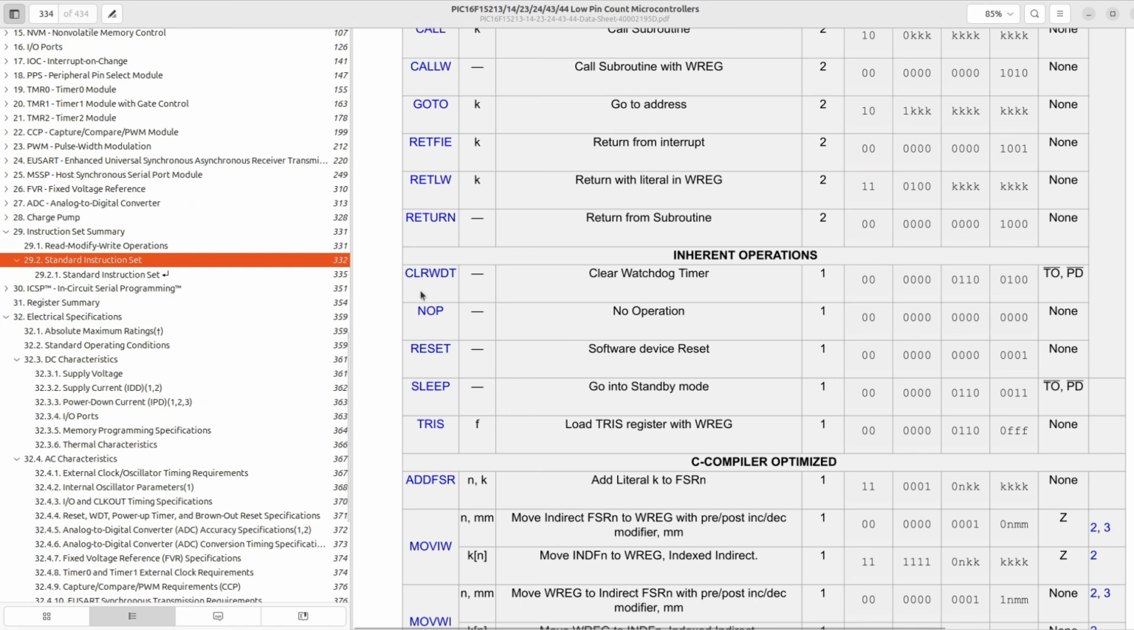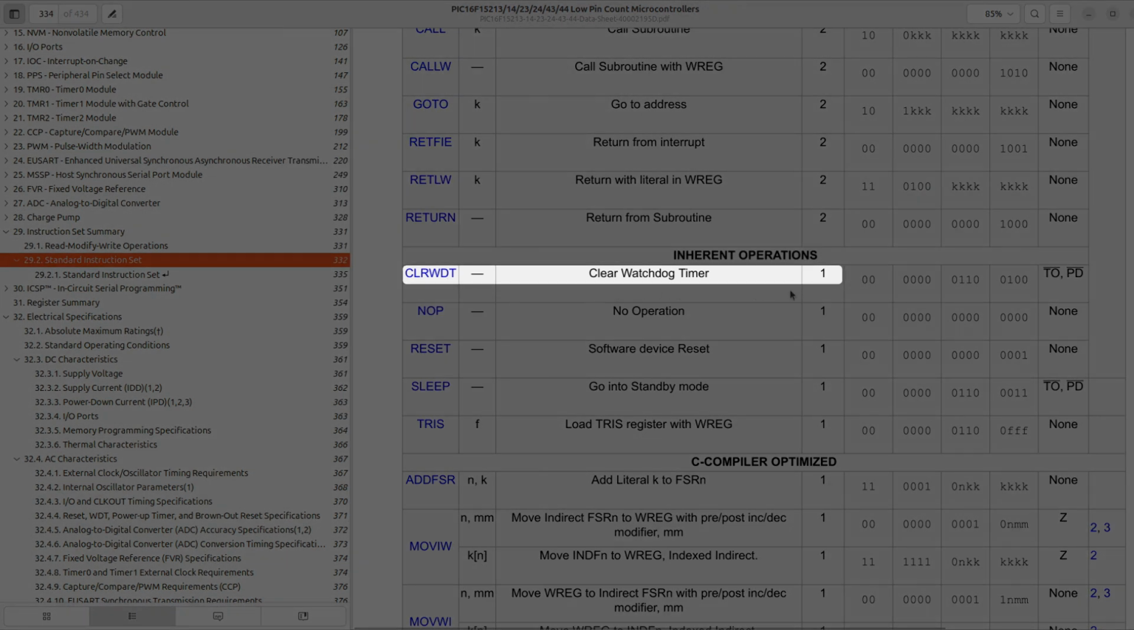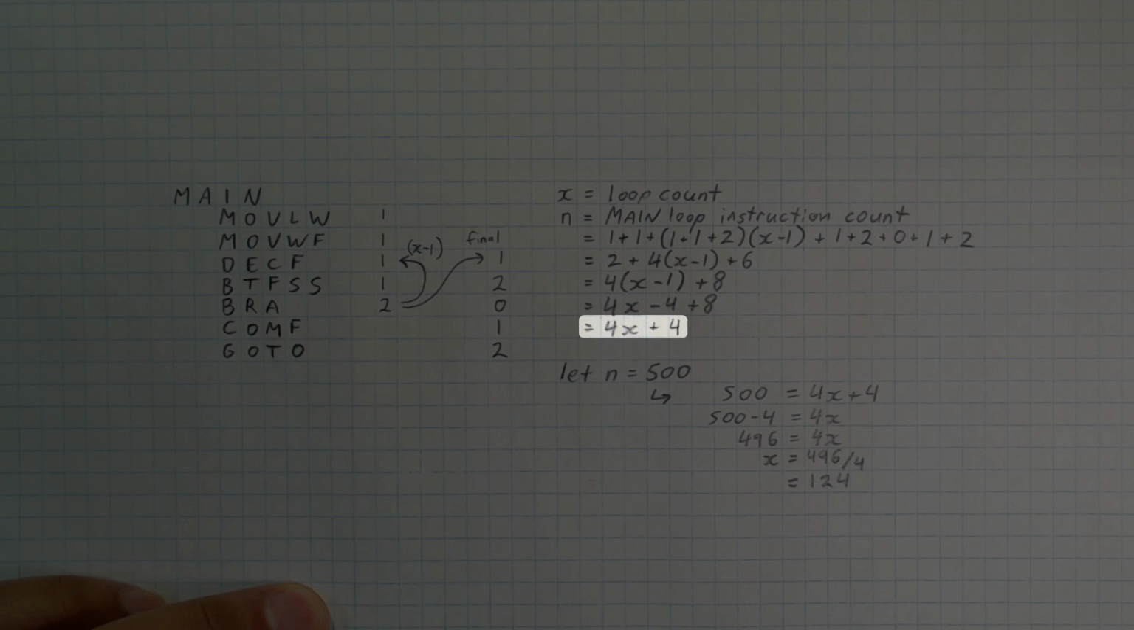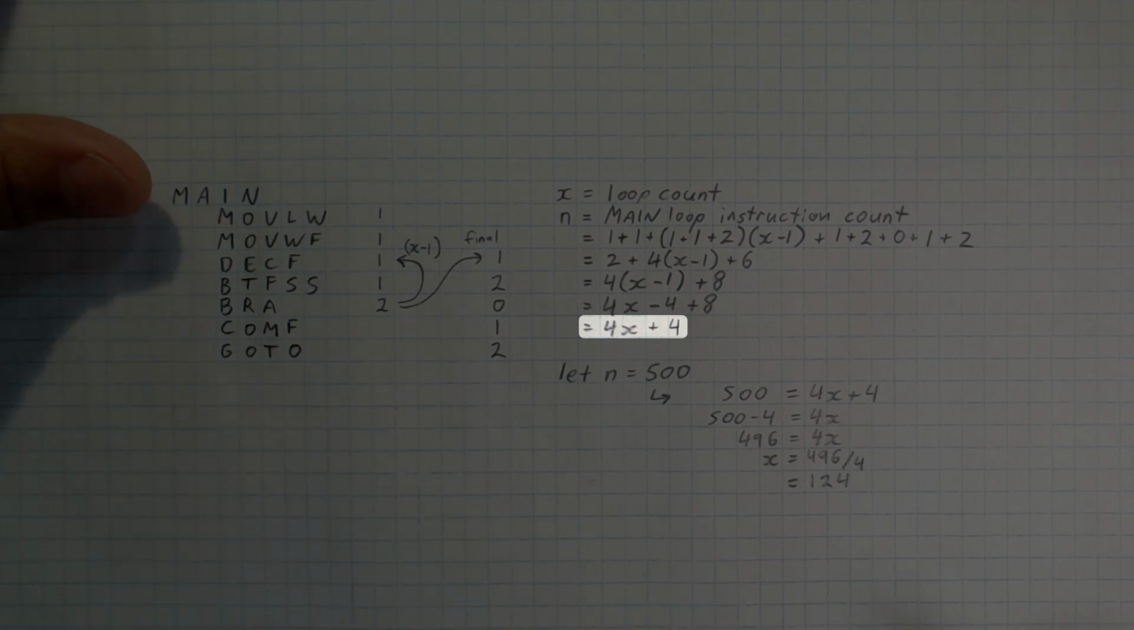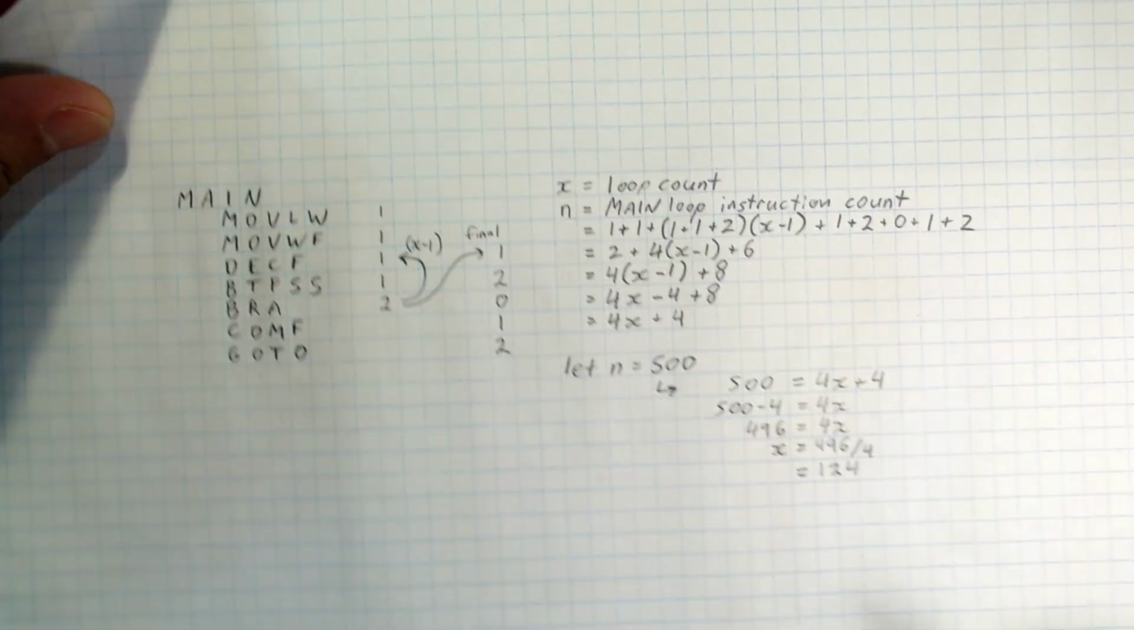According to the datasheet, the clear Watchdog timer instruction takes 1 cycle. So now we've introduced another cycle into our loop, but we haven't changed the loop counter. So in effect, our loop is now running longer, which has slowed down our frequency. Which means that this expression is no longer valid. We're going to have to recalculate this.